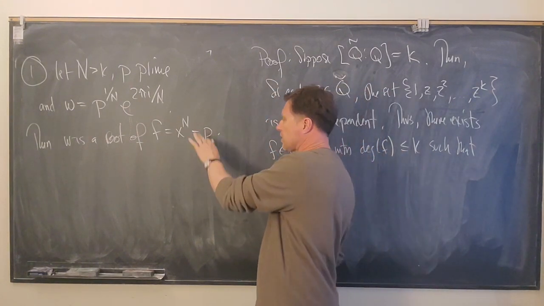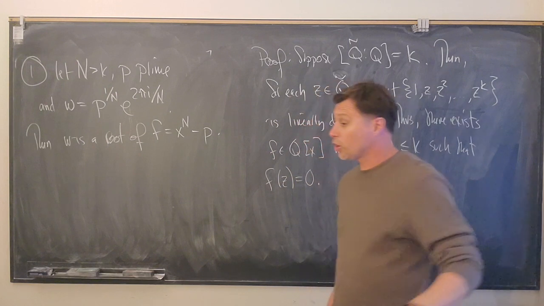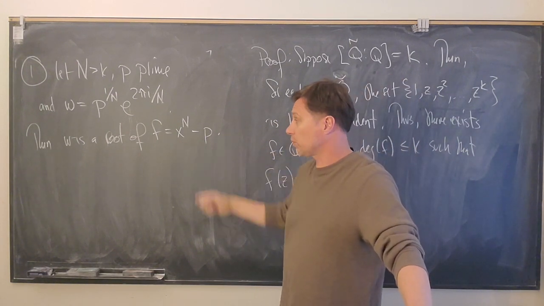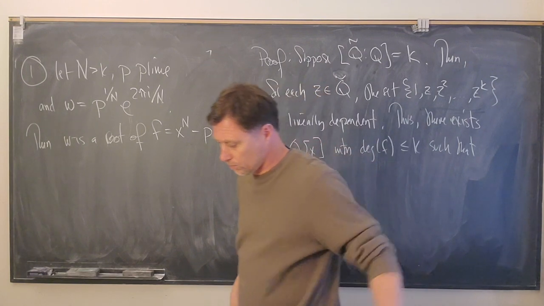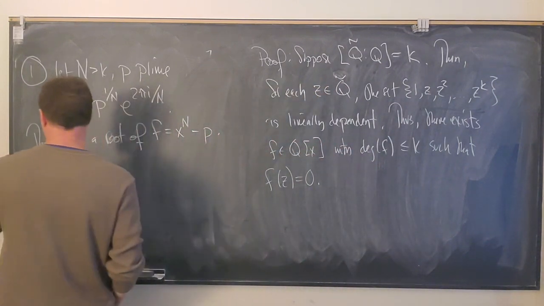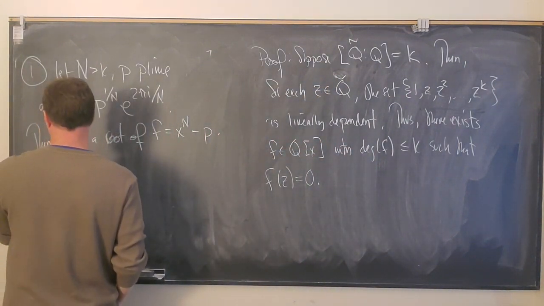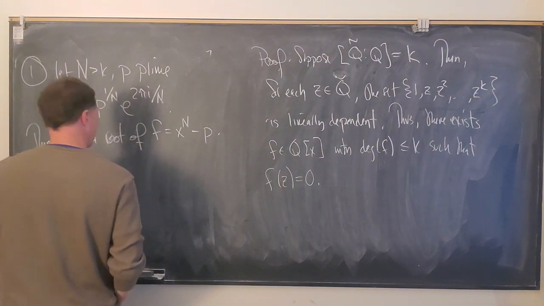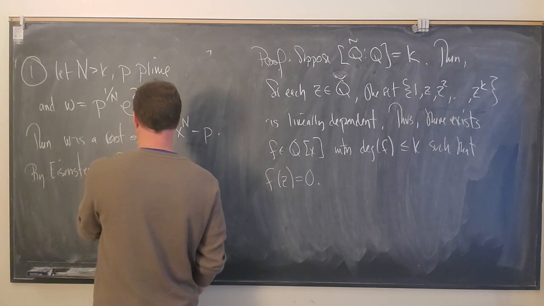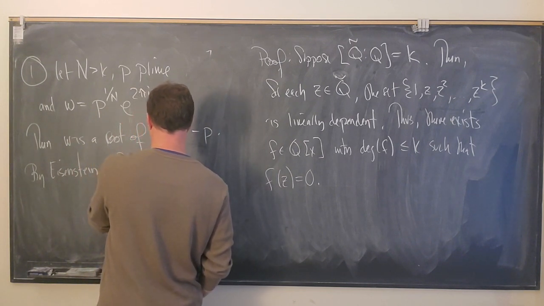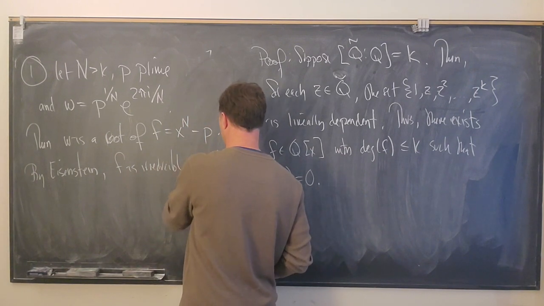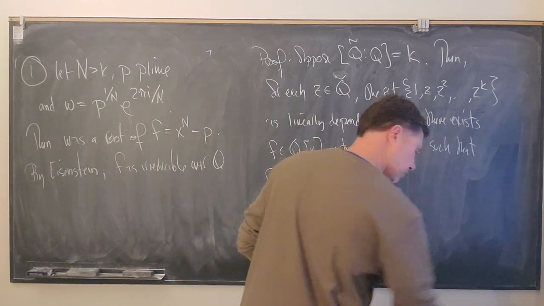And you know, thinking of this as a polynomial with integer coefficients, we can apply Eisenstein here. This polynomial is irreducible. So by Eisenstein, f is irreducible over Q.